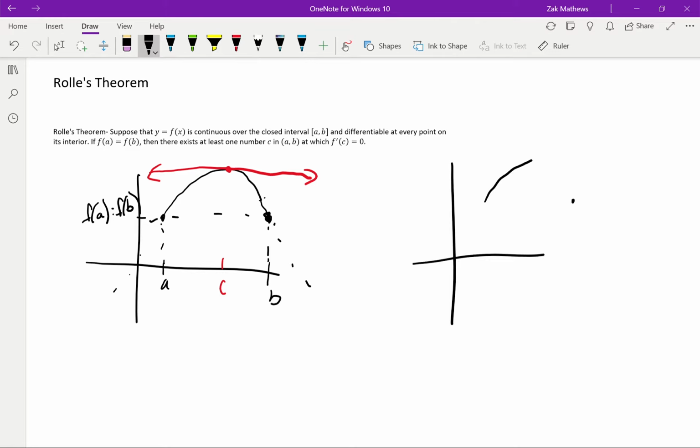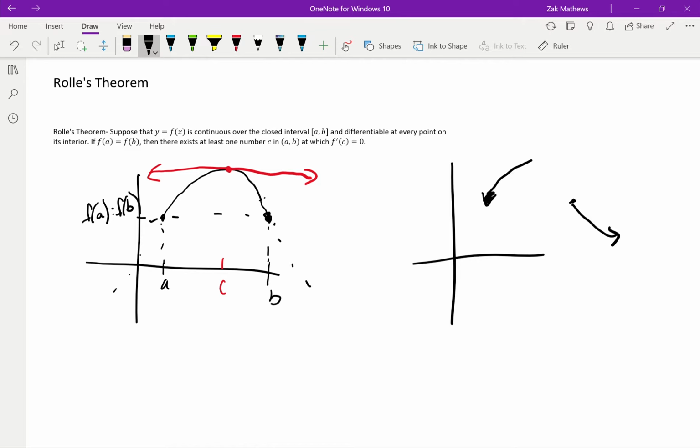And it doesn't mean it has to turn around either. It could look something like this, where we have a repeated value here and here, but because of the jump, it never actually turned around. We never had that derivative equal to 0.